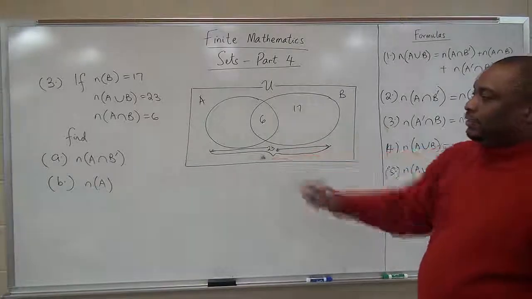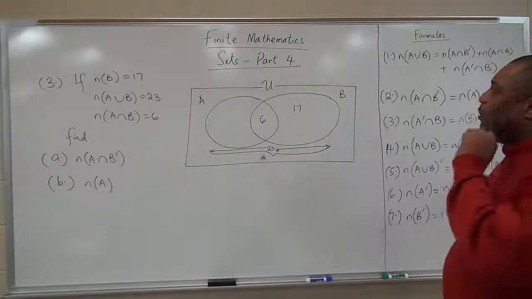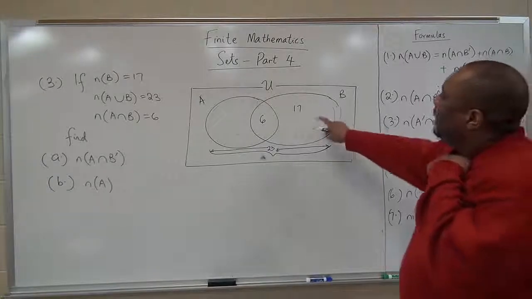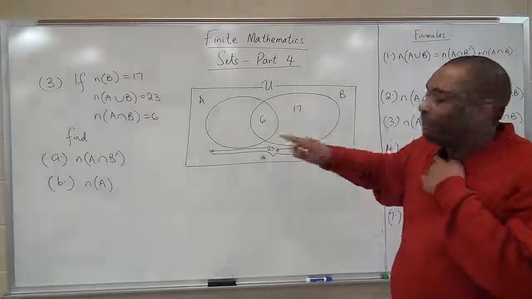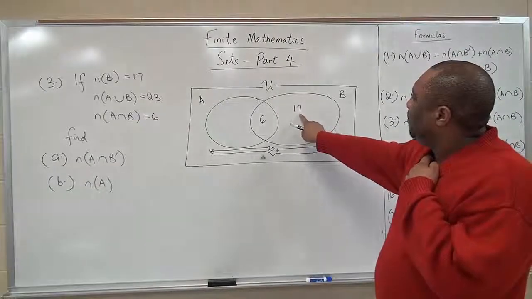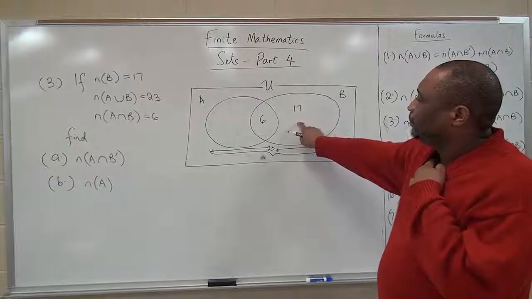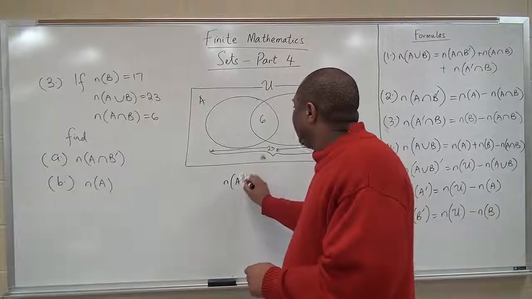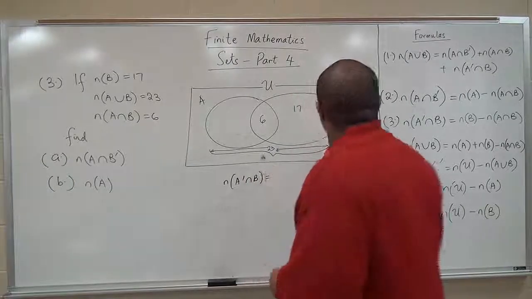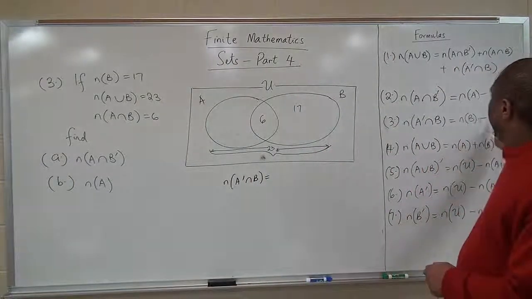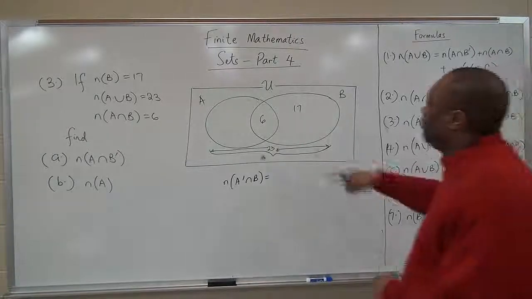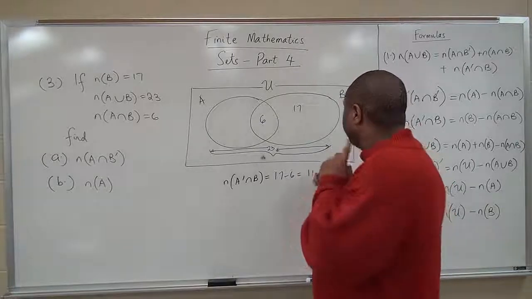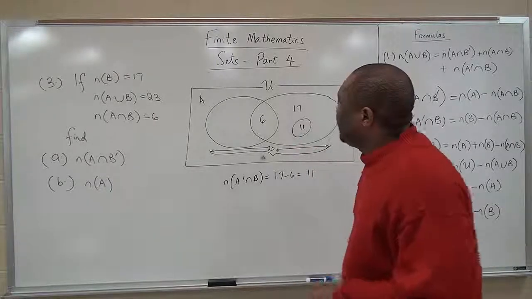Okay, but we don't know cardinality of A. So let's see how we can write a formula for this. Now, let's go ahead and find the cardinality of only B, cardinality of A prime intersect B. Only B. And we see that the formula is cardinality of B minus cardinality of A intersect B. So that is 17 minus 6, and that is 11. So only B is 11.